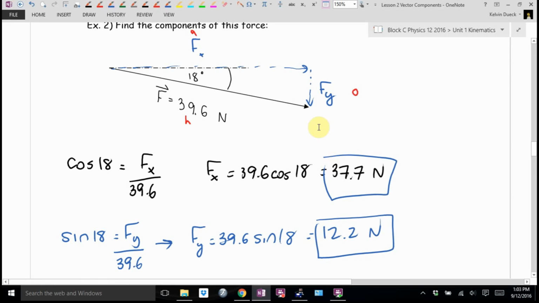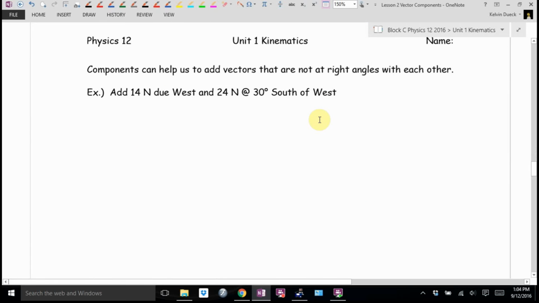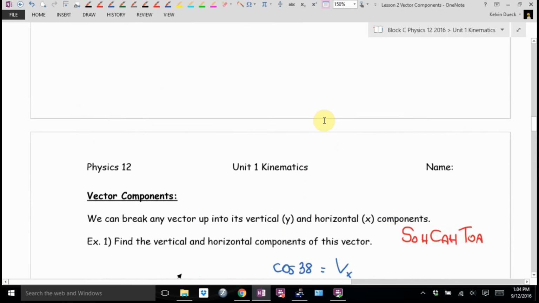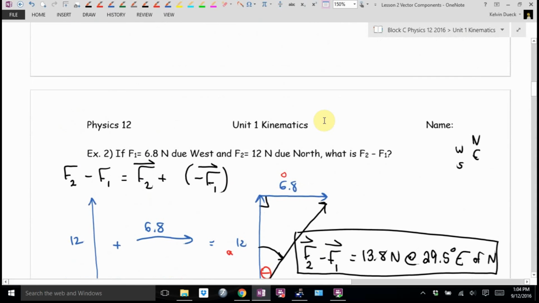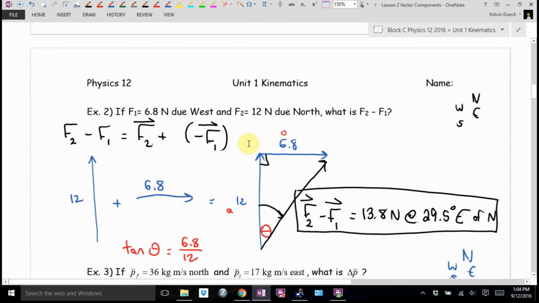Is that all right, Court? Where can we use this? Components can help us add vectors that are not right angles with each other. So I would consider this question here now, adding those two together, a C-level question. I would consider subtracting two vectors a C plus or a B minus level question. You ready for an A level question? And there will be one like this on your test.